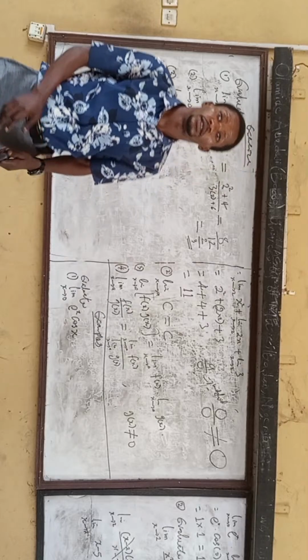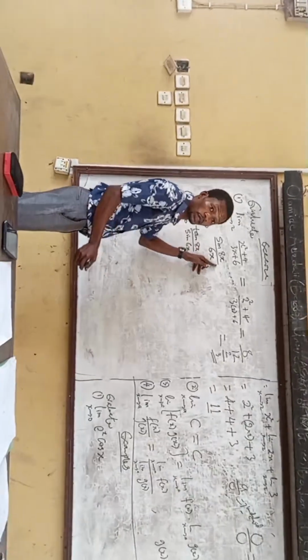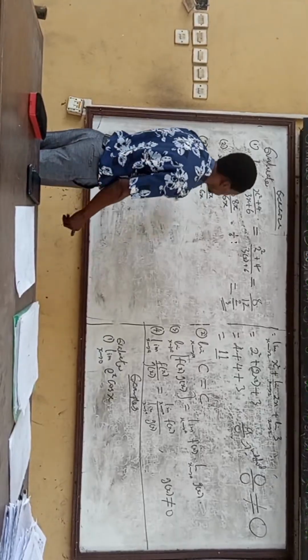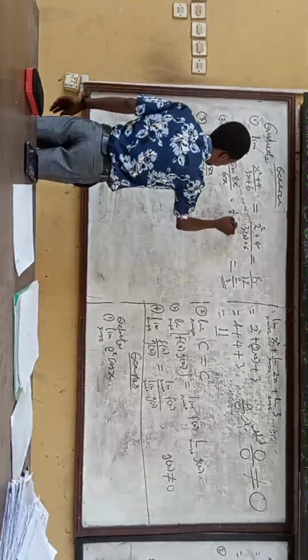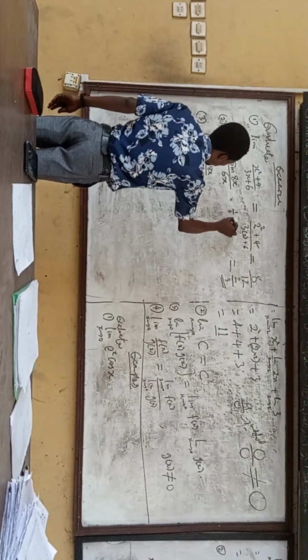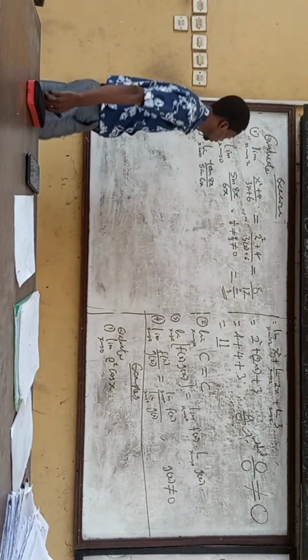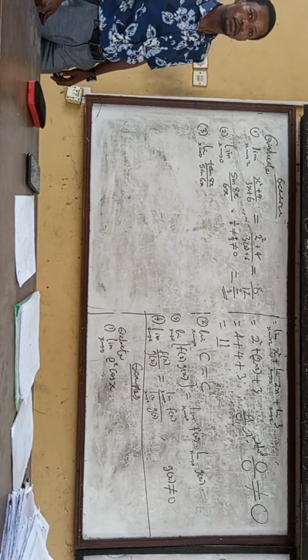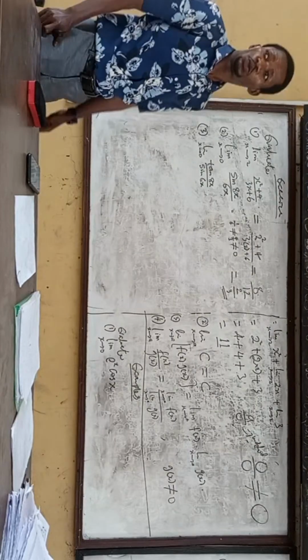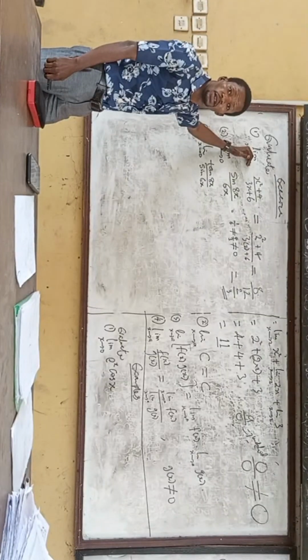Any idea? 1 over 6. Which one? This one? Said 1 over 6. Let's confirm. What did you do? I got 4 over 3. You got 4 over 3? Okay. Any other answers? So what did you do? Where's the guy now? Michael.